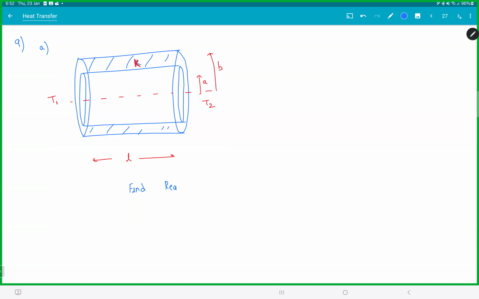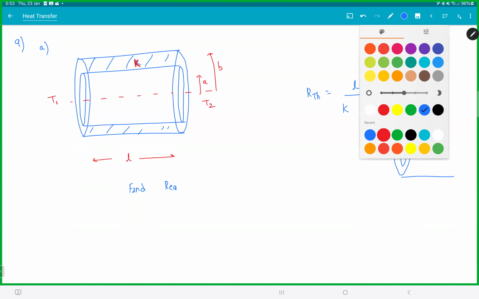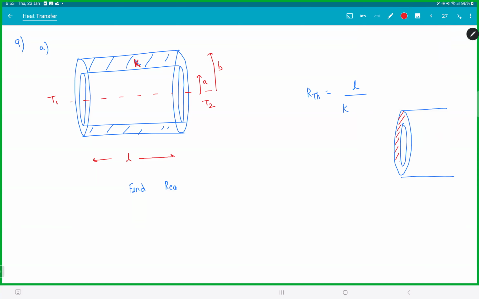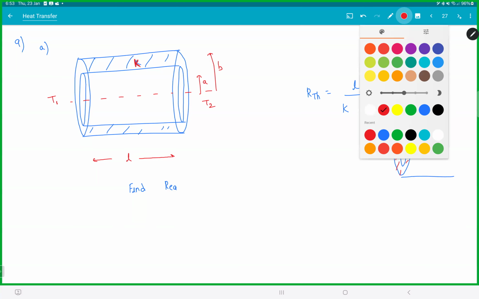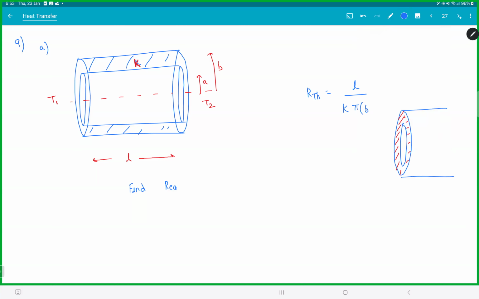This is an easy one. What is R thermal? L is the length along the heat flow. How is the heat flowing here? Left to right, no? Length L. K. What is the area? Now, if you see here, the heat is flowing only in this area, isn't it? The heat is flowing in this area. That will be pi into B square minus A square.